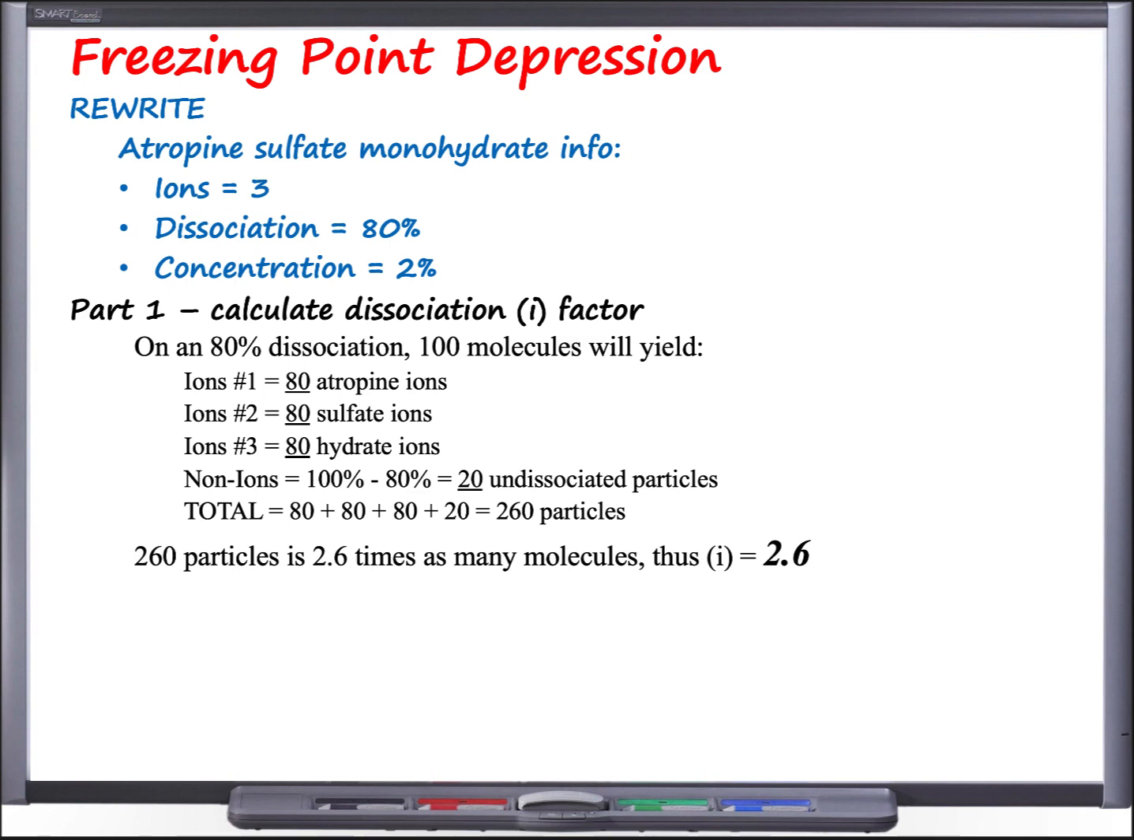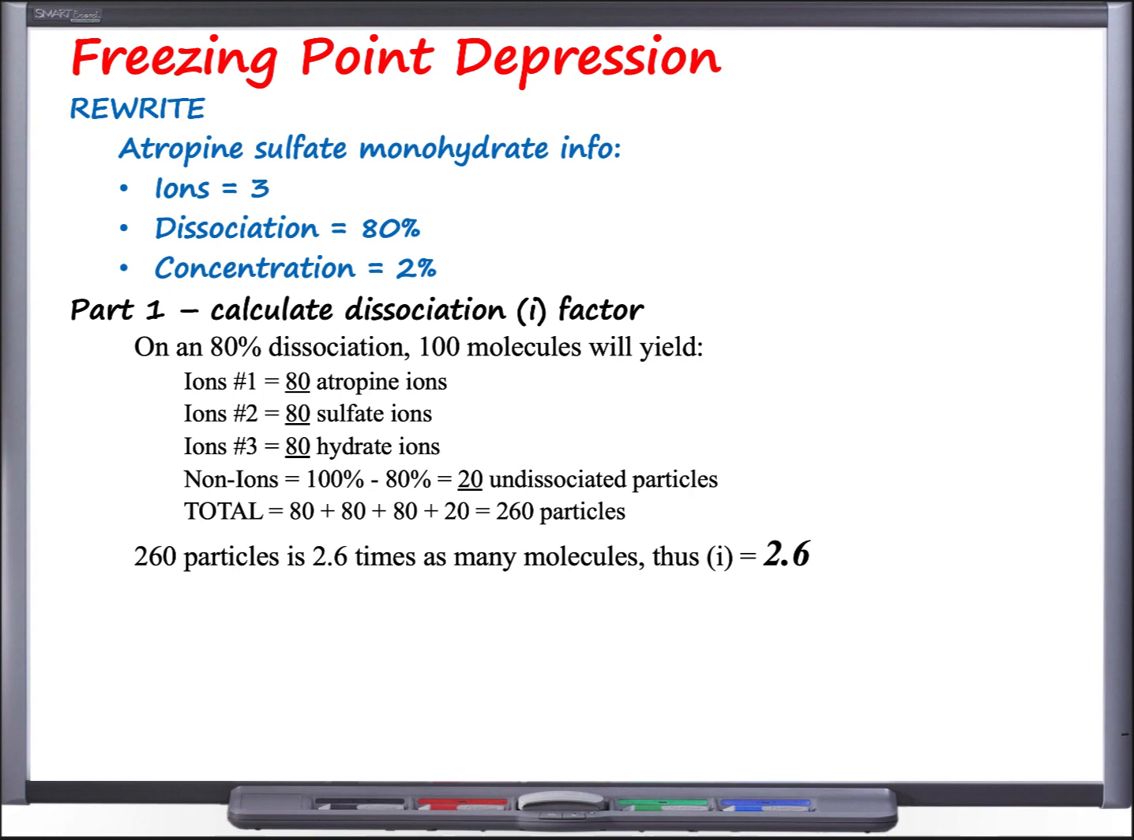The last thing to understand is, while we had 80 that dissociated, we had 20 that did not. So we still have those 20 things. They don't dissociate into anything, but we'll have to account for those as well. The next step is just to add up all of those particles. We have 80 atropines plus 80 sulfates plus 80 hydrates plus the 20 undissociated, which means we have a total of 260 particles. 100 molecules yielded 260 particles.